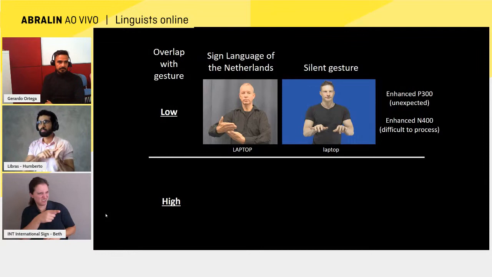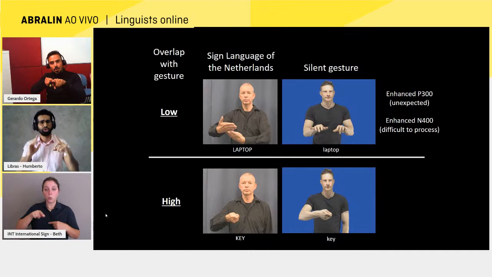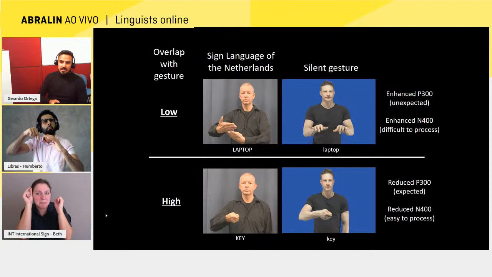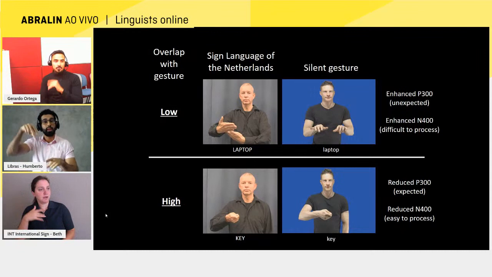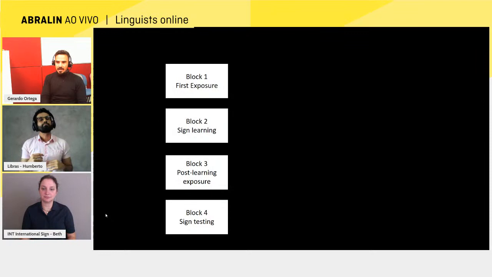And then when we presented signs like key, our prediction was that this has an overlap with the gesture, and therefore is something that would be expected. So in that case, we expected our participants to have a reduced P300, because this sign was expected on the basis of their gesture. And we also thought that we would have a reduced N400, because it would be easier to process given the similarities between gesture and the sign. So we recruited another group of hearing non-signers for another experiment.